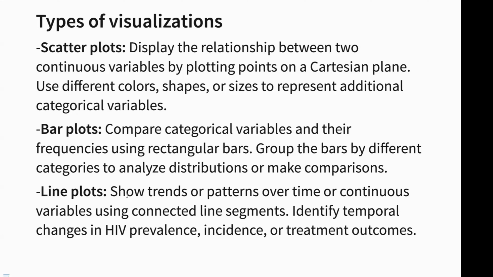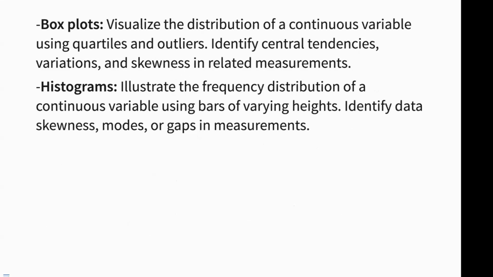Then we can have line plots. We can use a line plot to show trends or patterns over time. Then we can also have box plots. You can use a box plot if you're interested in looking at the quartiles, or if you want to identify any outliers in that data, or even central tendencies, things like mean, median, mode, variation, skewness, and etc. Then for the case where we want to look at the frequency distribution of a continuous variable, we can use histograms.